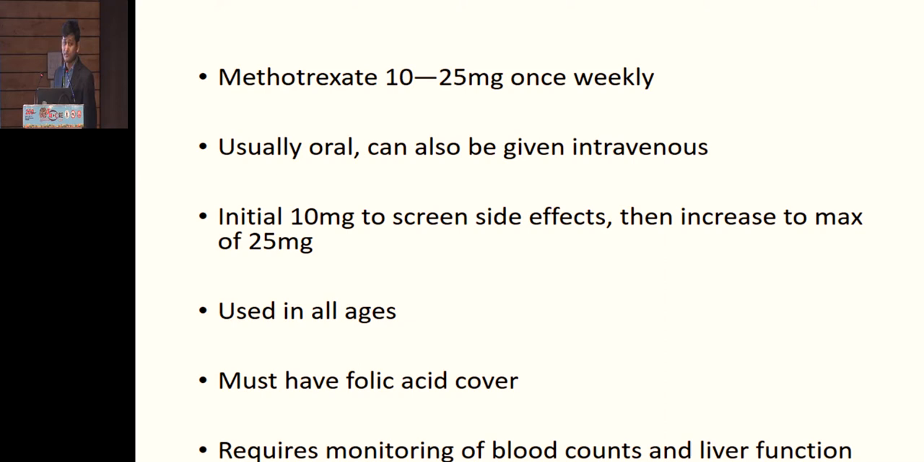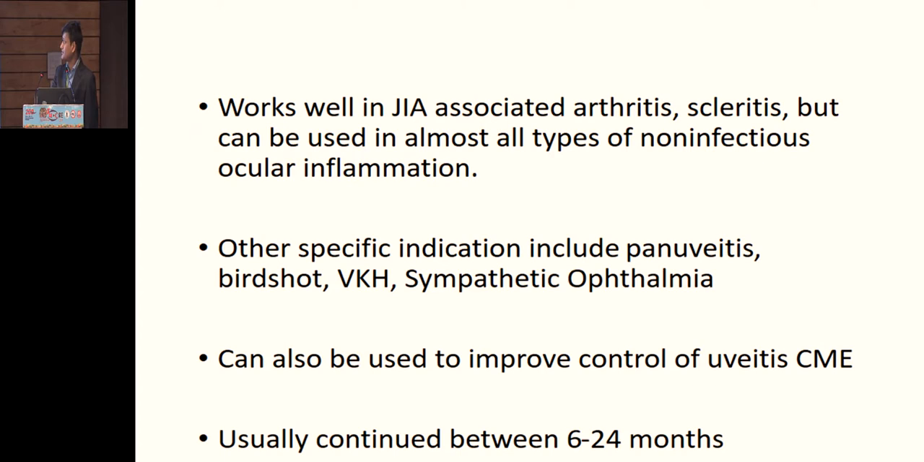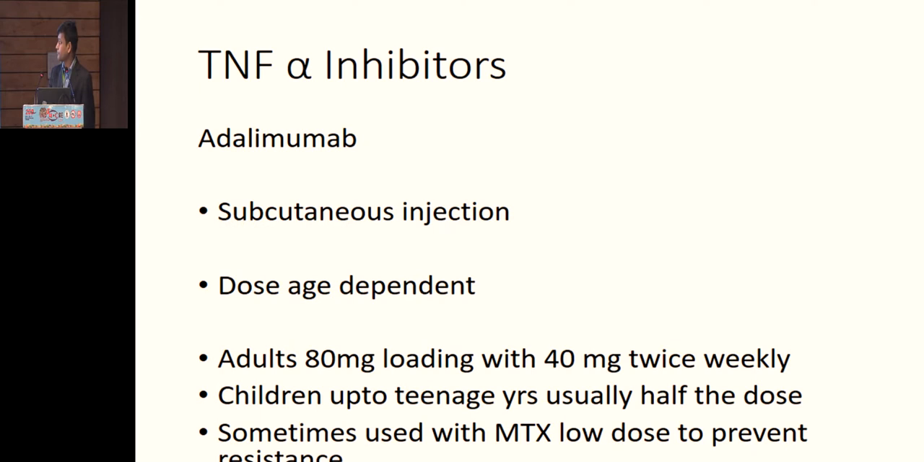As I already said, it works well in JIA-associated arthritis and scleritis, but it can be used in almost any type of ocular inflammation. Other specific indications include panuveitis, birdshot, VKH, and sympathetic ophthalmia. It can also be used to improve control of uveitic CME when steroids don't appear to have enough of an effect. The end point of treatment is a bit of a debate, but it's usually continued between 6 to 24 months. A lot of practitioners say that continuing antimetabolites for at least 2 years gives a better chance of remission.